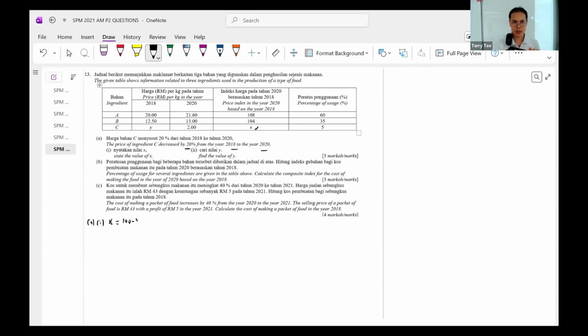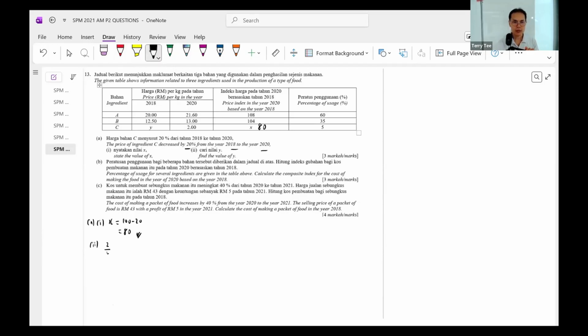100 minus 20, you get what? 80. So remember, index is always based on 100. Your max, if it's unchanged, is 100. If it reduces, it'll be less than 100. Increases, it'll be more than 100. Okay, so that is Roman 1. Roman 2, how to find y?